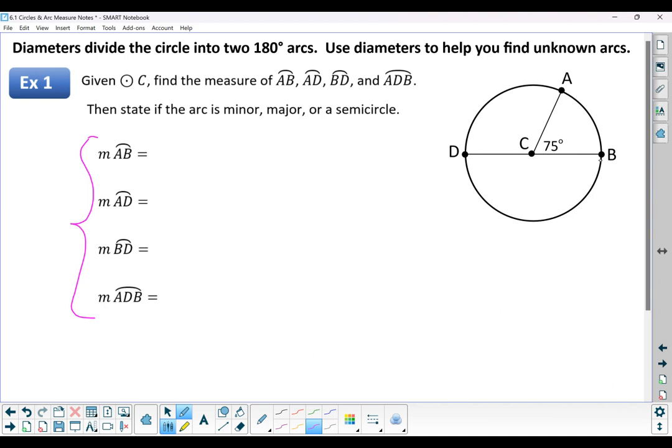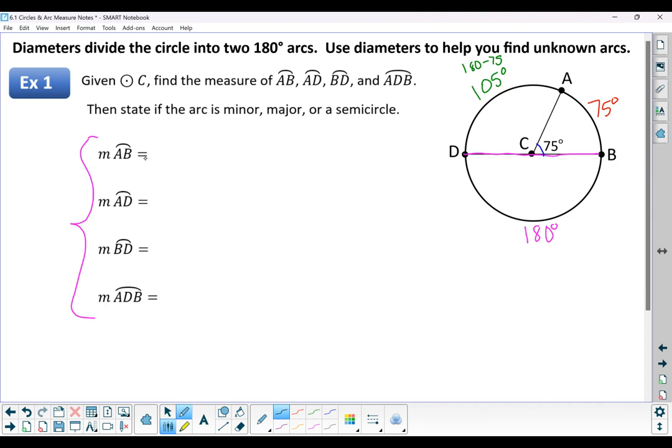So we've got this diameter from D to B. So that means this will be a 180-degree arc. We have a 75-degree central angle right here. Well, that means we have a 75-degree arc from A to B. And then this upper side of the circle also adds up to 180 degrees. So we can calculate this one by subtracting 75 from 180. So that means this arc is 105 degrees. So now that I've labeled all my arcs, I'm going to read through these questions and answer them.